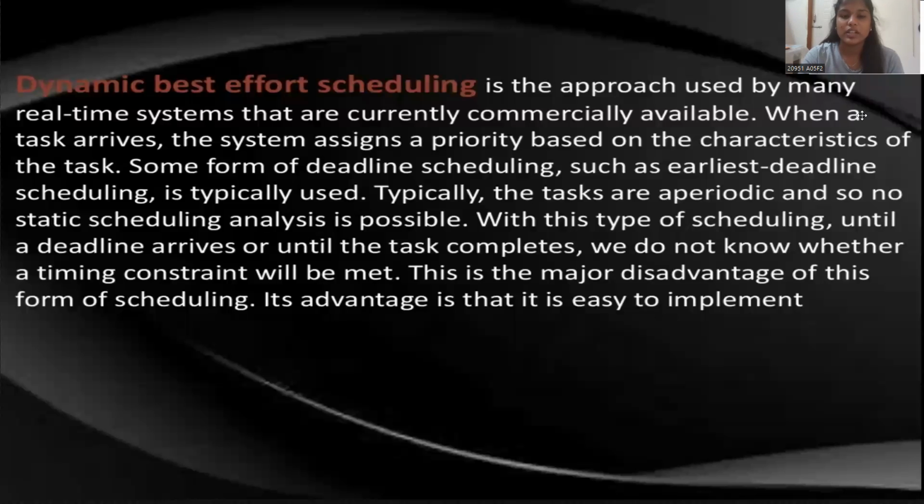Dynamic best effort scheduling is the approach used by many real-time systems that are currently commercially available. When a task arrives, the system assigns a priority based on the characteristics of the task. Some form of deadline scheduling, such as earliest deadline scheduling, is typically used. Typically, the tasks are aperiodic and so no static scheduling analysis is possible.